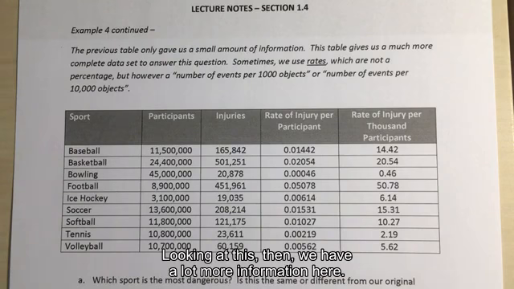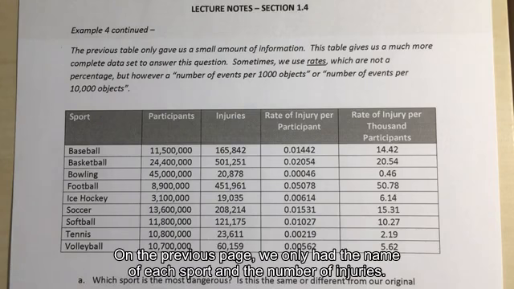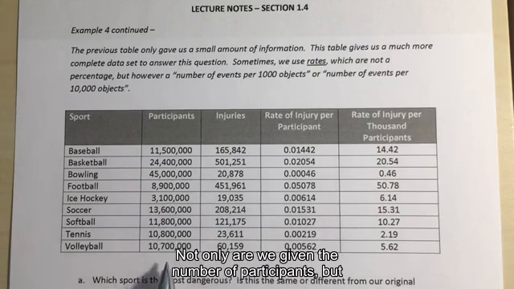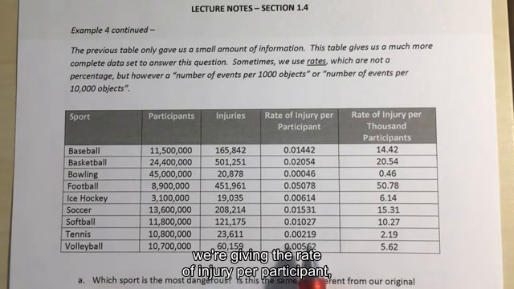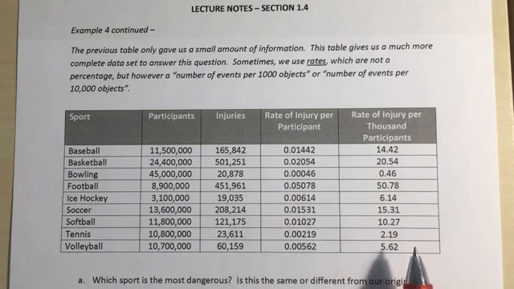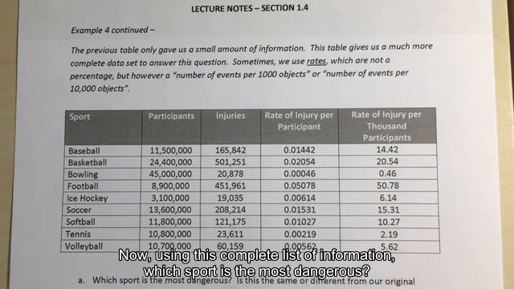Looking at this, we have a lot more information here. On the previous page, we only had the name of each sport and the number of injuries. In this case, we are also given the number of participants. Not only that, but we're given the rate of injury per participant and the rate of injury per 1,000 participants. So now using this complete list of information, which sport is the most dangerous?